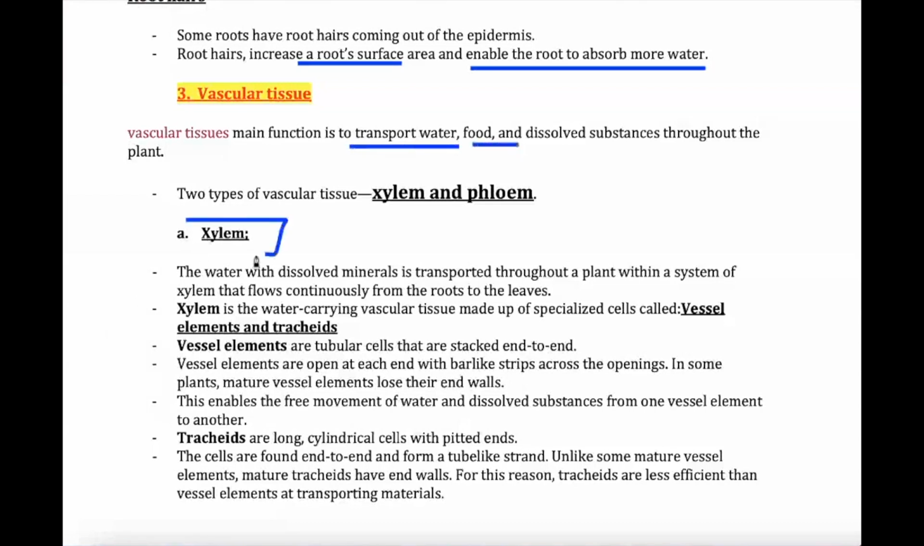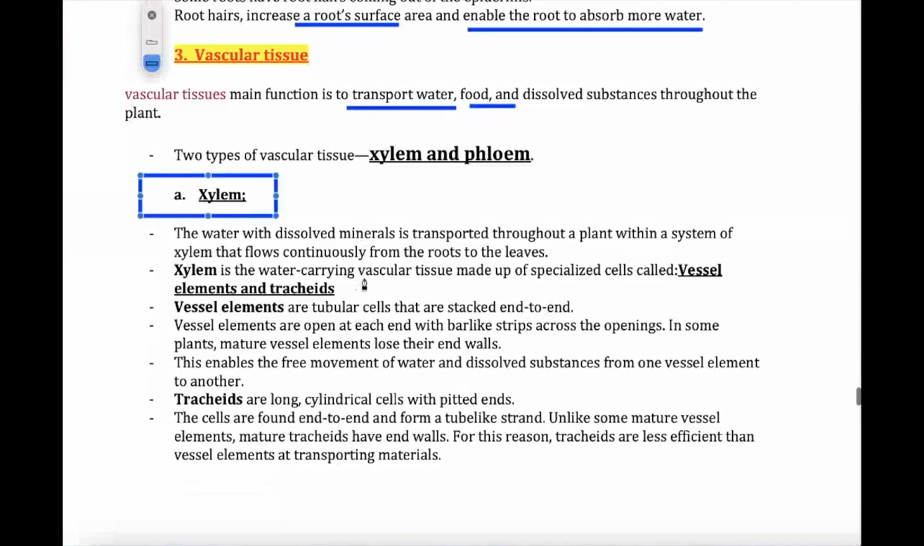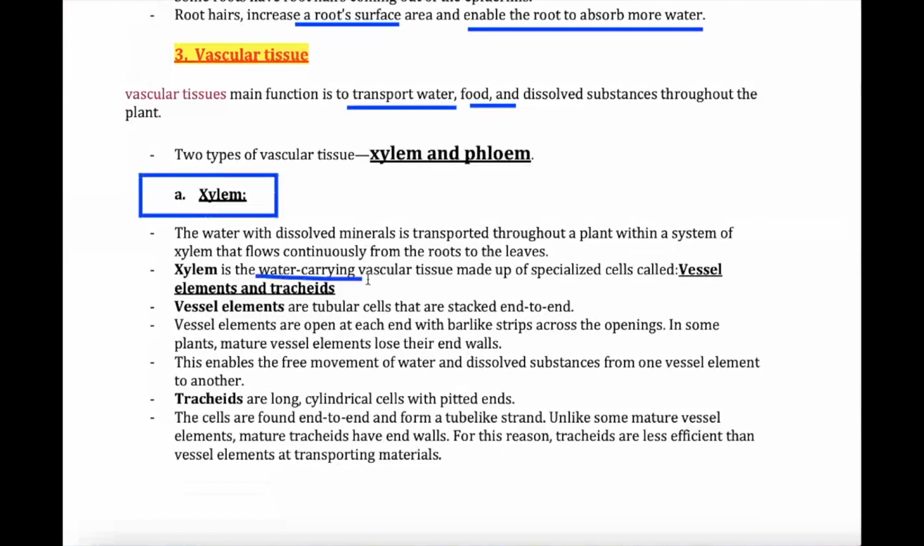We studied already. Xylem helps in the transport of what? Water. Water-carrying vascular tissue. Very good. And it is made up of what? Vessel elements and tracheids. Okay. Now, what are the vessel elements?